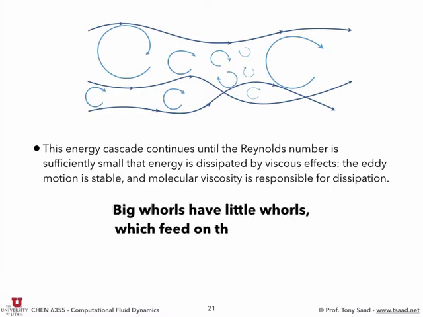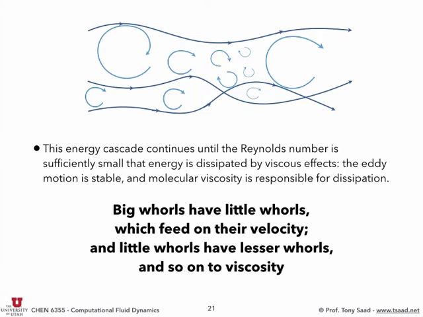And he wrote a little poem about it. He said, "Big worlds have little worlds, which feed on their velocity, and little worlds have lesser worlds, and so on to viscosity." It was a very famous little poem. Anyway, that's a qualitative description of the energy cascade: the big eddies actually contain most of the energy in the flow, and then those big eddies eventually break up and give rise to smaller eddies, which continue to break down, all the way to these small and fine structures.